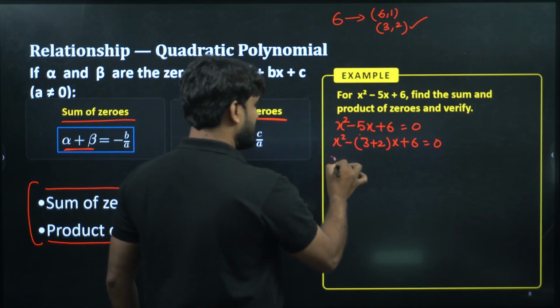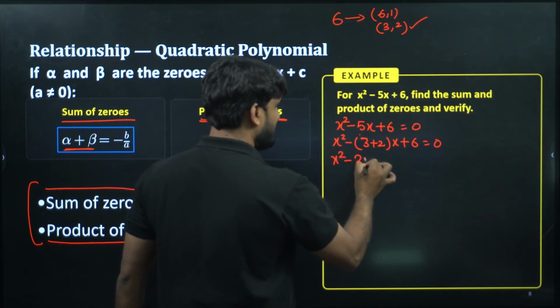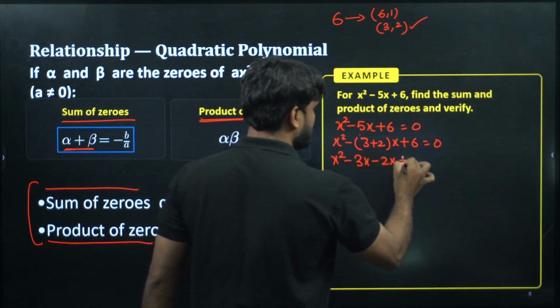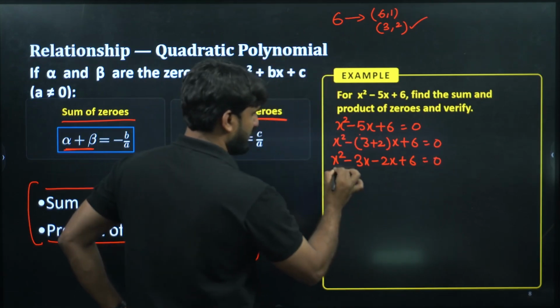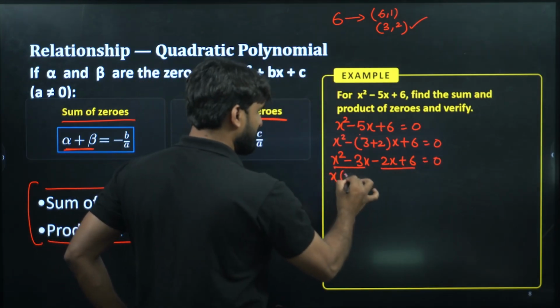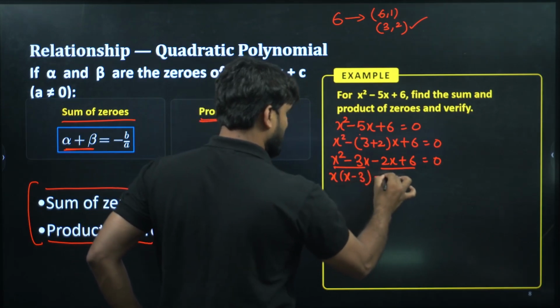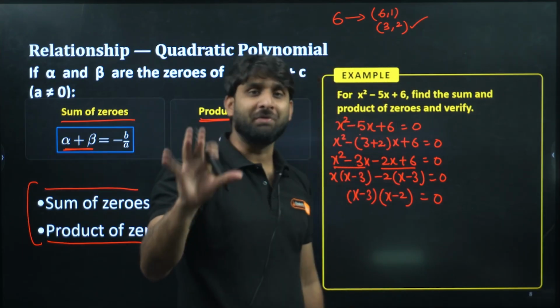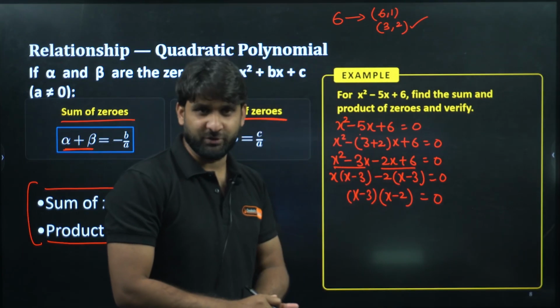Now could you please open the bracket? 3x minus 2x plus 6 is equal to 0. Now make pairs. Can we take x common here? So this will be x minus 3, on taking minus 2 common. So we have 2 brackets, x minus 3, x minus 2 equals to 0.